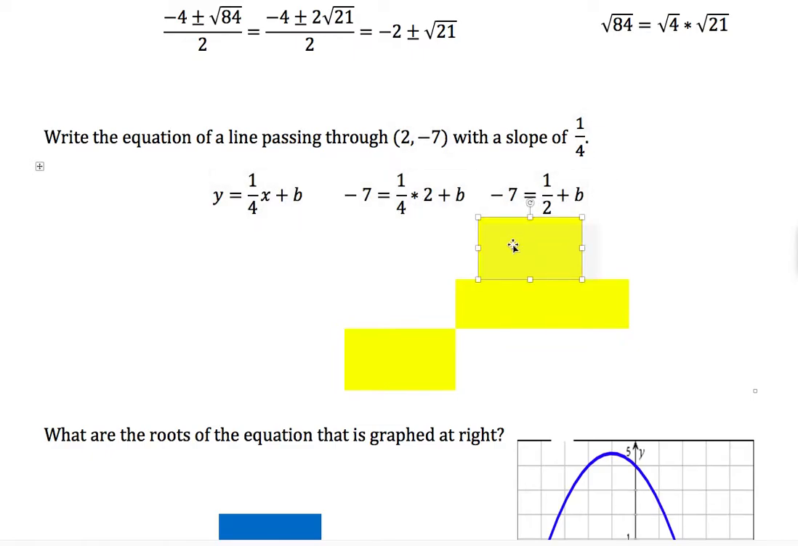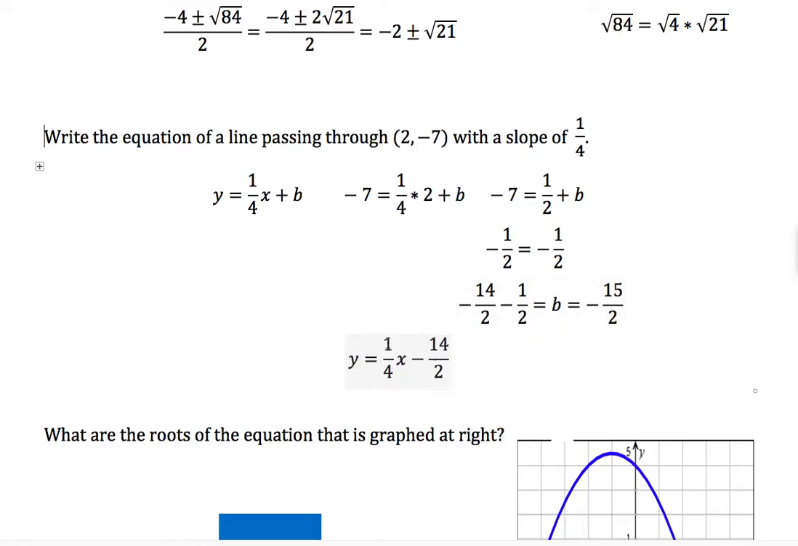And then go ahead and subtract 1/2 from both sides of our equation. And we get, again, we need to get a common denominator. So this -7 is going to become -14 over 2. Minus 1/2 gives us -15 over 2 for our y-intercept. So our equation is going to be y equals 1/4 x minus 15 over 2.